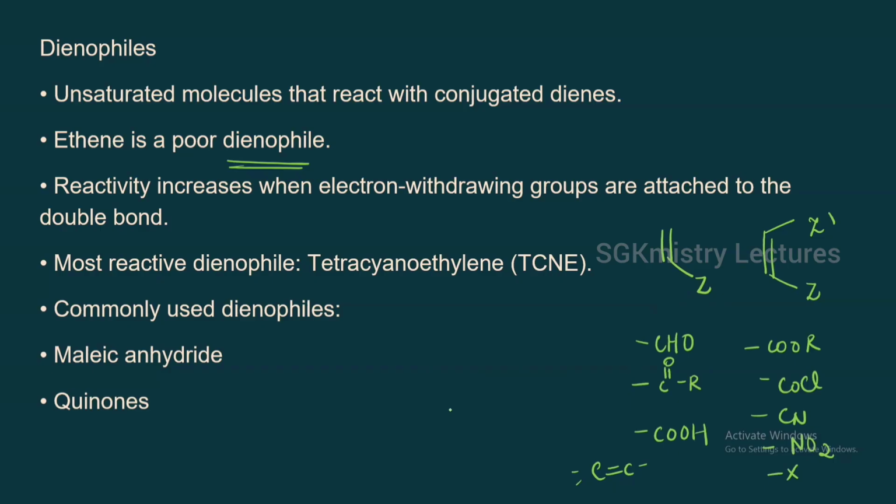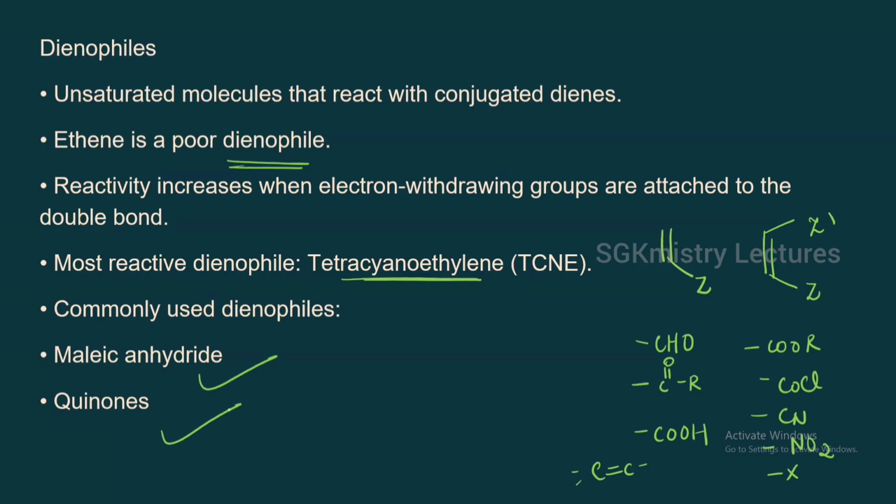The most reactive dienophile is tetracyanoethylene, or tetracyanoethene, where four cyano groups are attached to the ethene, because of which it acts as a very reactive dienophile. And the most commonly used dienophiles are maleic anhydride as well as the quinones.